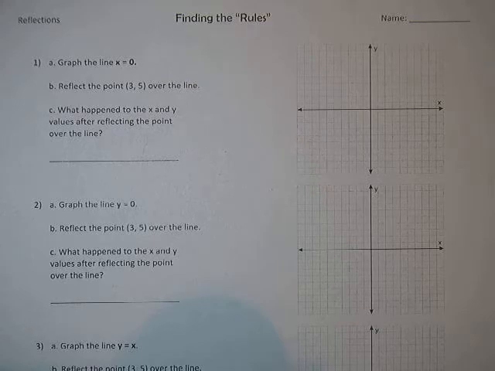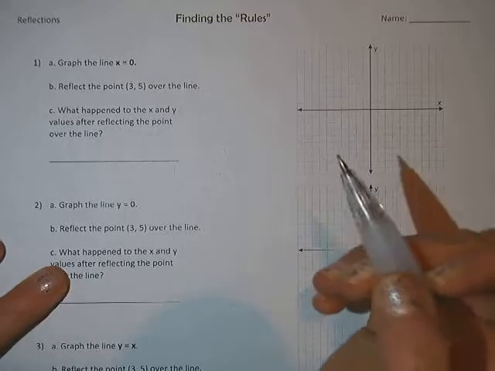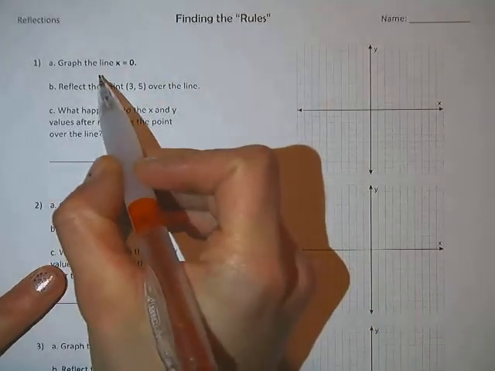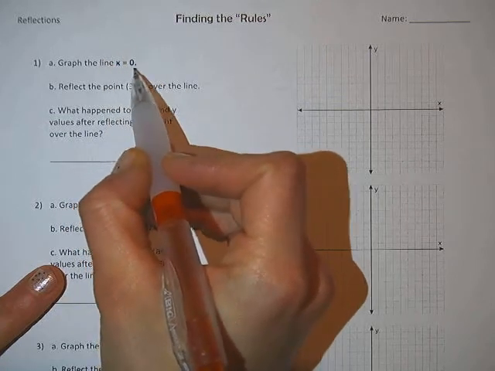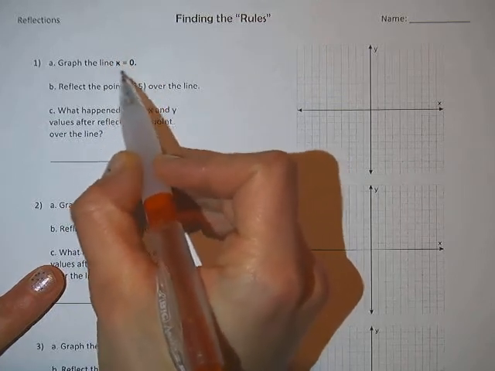What we're going to do to begin with today is practice finding rules for reflecting figures over certain types of lines, okay? You'll be practicing reflecting, but also finding the rule for that type of reflection. The first thing we're going to practice is how to find the rule anytime you reflect something over this line right here.